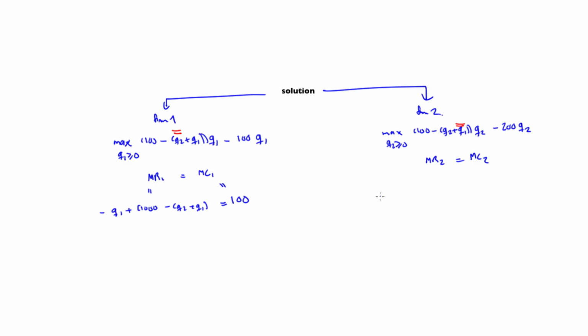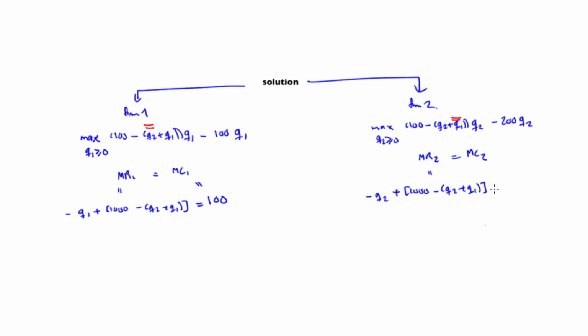And here what you get is minus Q2 plus 1,000 minus Q2 plus Q1, this is the marginal revenue in this case, equals 200, which is equal to the marginal cost in this case. Now, if you work with both equations, what you get is a system of two equations with two unknowns, which are 1,000 minus 2Q1 minus Q2 equals 100, and 1,000 minus Q1 minus 2Q2 equals 200.